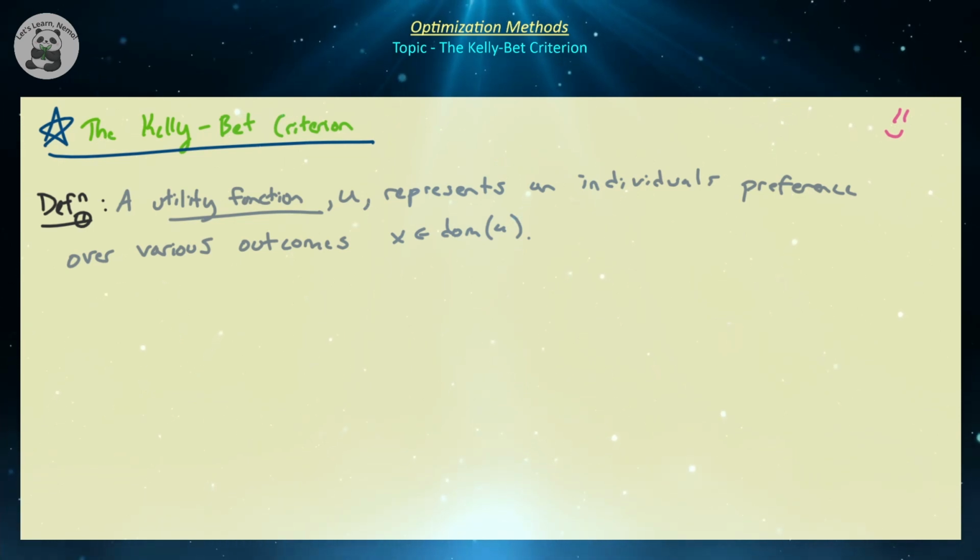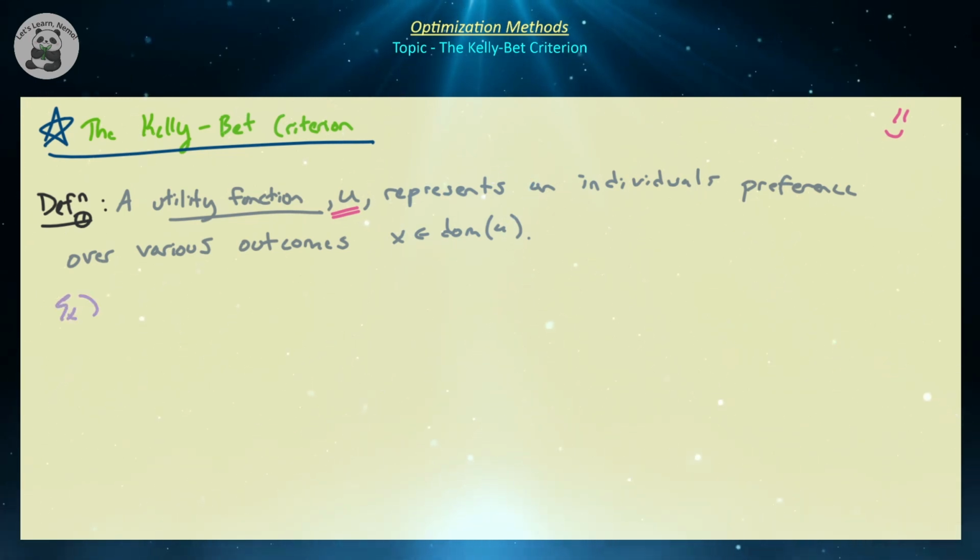Now before we actually get into what a Kelly Bet is, we need to first review just a couple of elements from economics, in particular microeconomics. So a utility function, which I'm going to be denoting by little letter u, represents an individual's preference over various outcomes x in its domain.